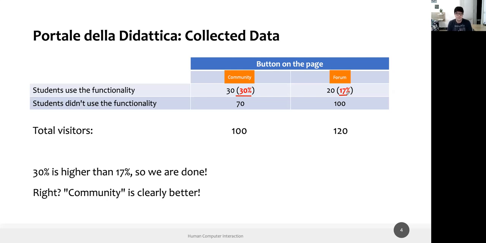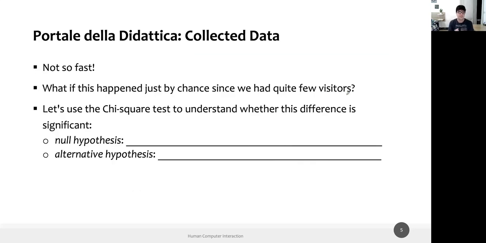Have we done? Or is there something that we're not sure about? Can we say that community is better just by looking at this? Yes, no, maybe. No. Okay. No, we can't. We cannot, because we don't know if this just happened by chance, because we had quite few visitors.